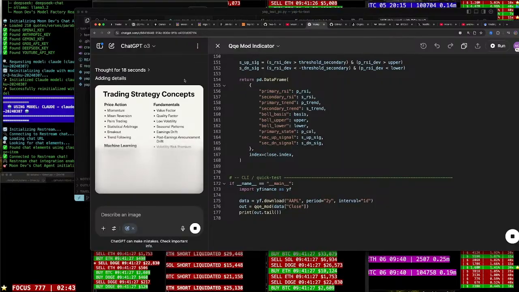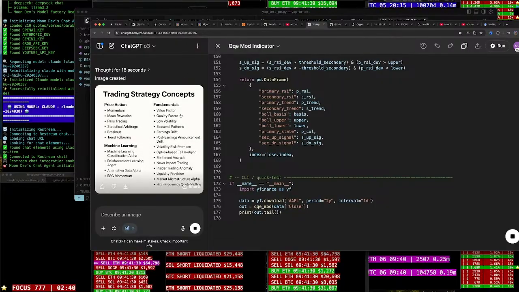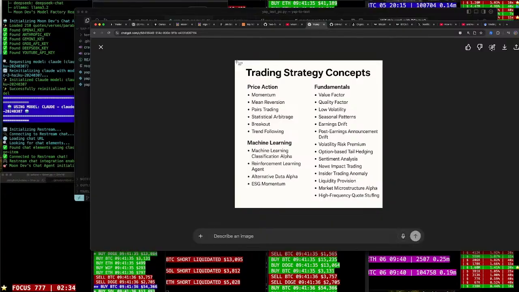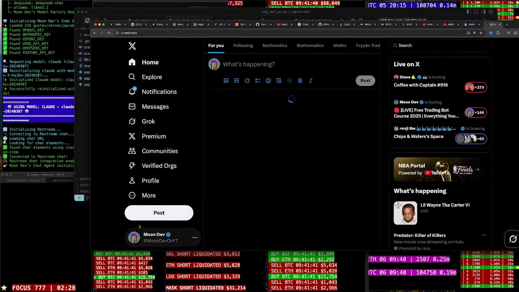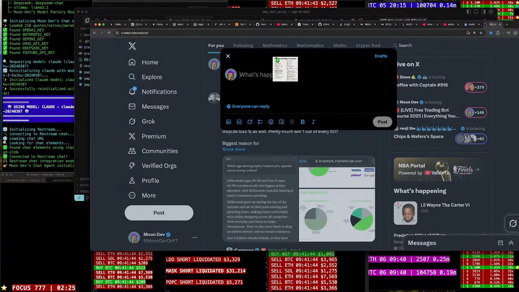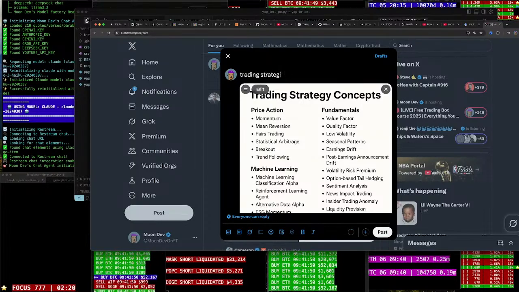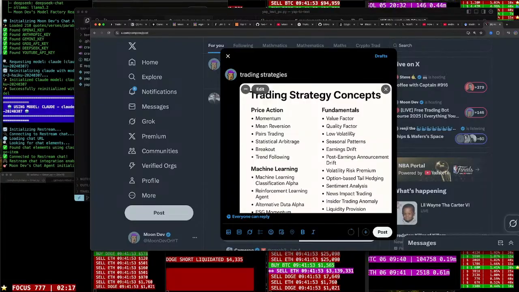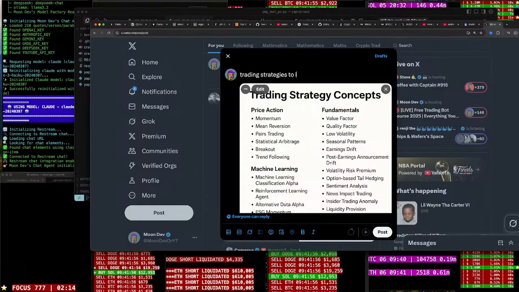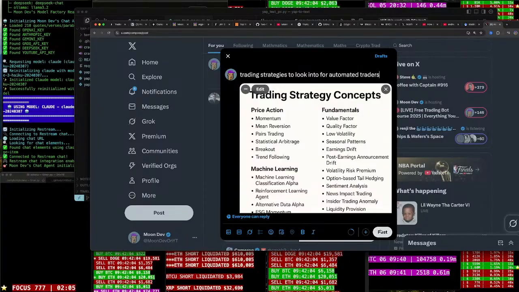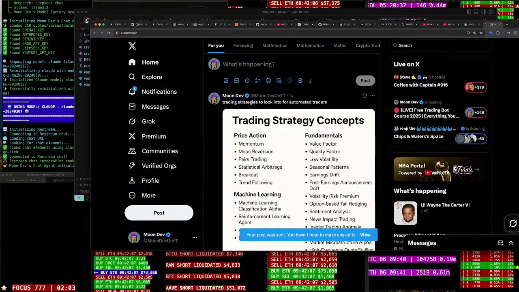Okay, look at this. This is actually kind of nice. Trading strategy concepts. That's funny. We go ahead and just throw this on the Twitter. Why not? I got it. Trading strategies to look into for automated traders. Okay, that was sick. I got a Twitter here, Moondev on YT.